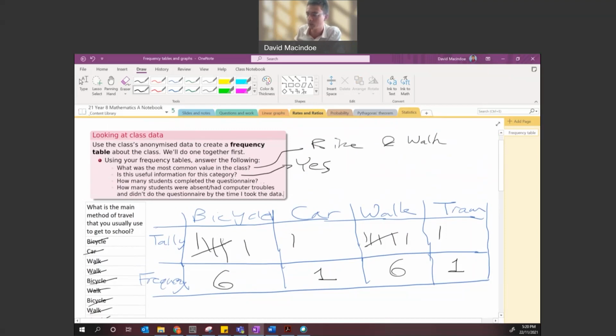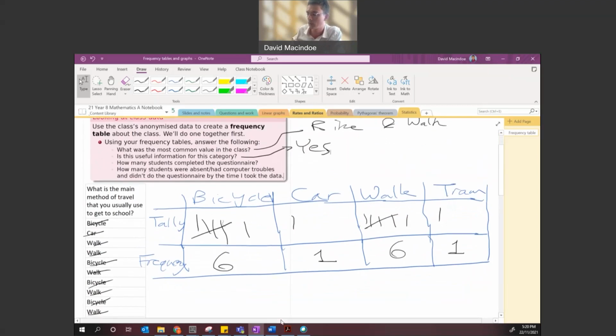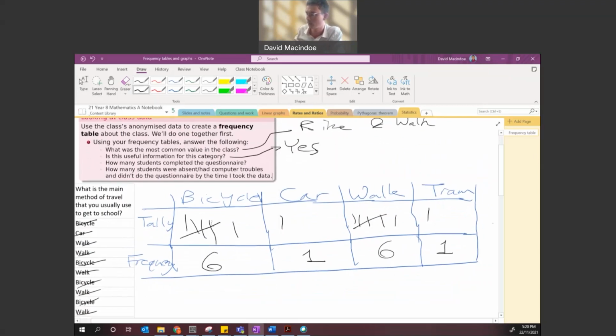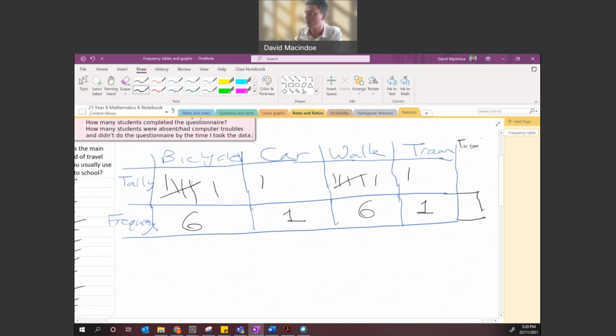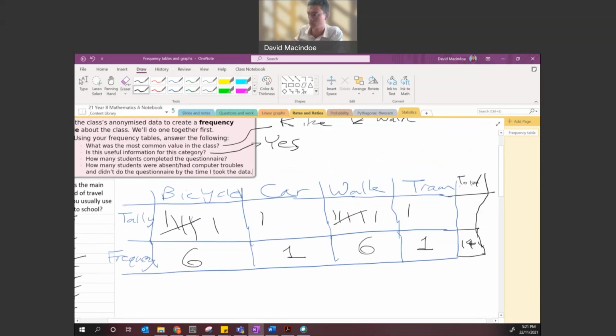How many students completed the questionnaire? Well, an easy way to do that would be to add an extra box here where we look at the total. So if I add up all my totals, excuse the messiness here, but we've got 6 plus 6 is 12, plus 2 more makes 14. So we had 14 responses to this question. How many completed the questionnaire? I'm going to say 14.